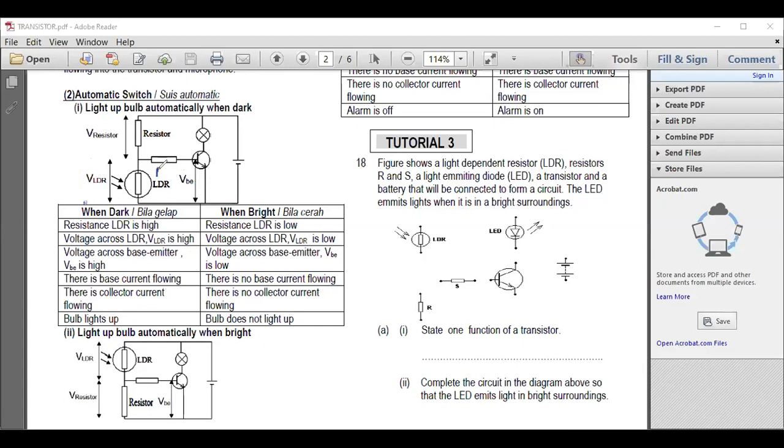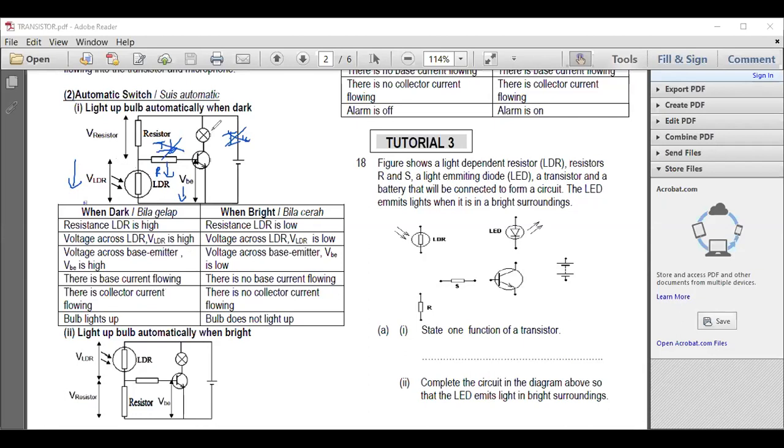When bright, the resistance of the LDR will drop. So the voltage across the LDR will drop. So the base voltage will also drop because they are in parallel. When they are in parallel, the voltage is the same, so this one will drop. So what happens? There won't be any base current and there won't be any collector current. So your bulb will not light up.